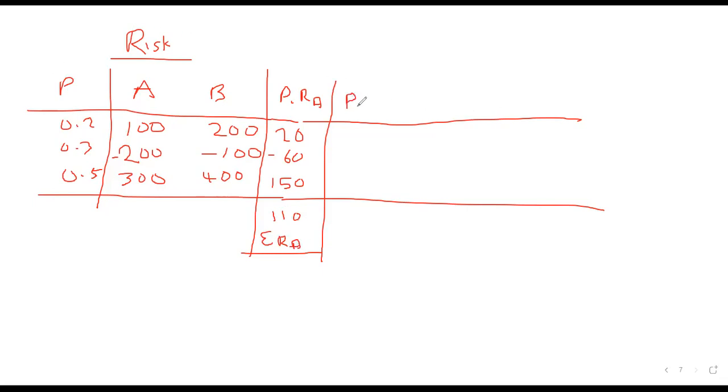We do the same for asset B. Multiply 0.2 times 200, what we get? 40. 0.3 times negative 100, we get negative what? 30. 0.5 times 400, 200. So what we get is 210. This is the expected return for asset B.